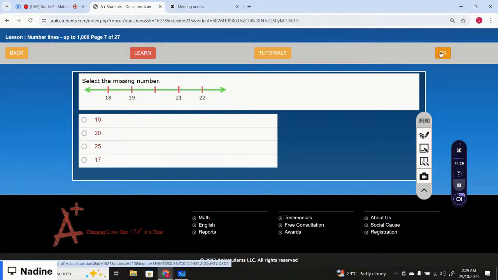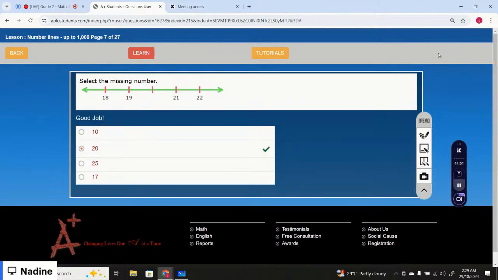Select the missing number. So which number is missing? Yes, the missing number is 20. The correct option is 20. Option number 2 is the correct option.